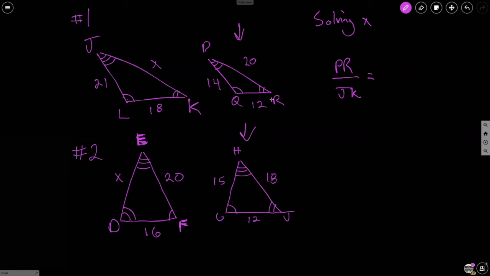you can pick LK or Q or JL. Just make sure you stay consistent. So if I pick LK for my proportion, we have to start off with QR, so that'll be QR, and then LK. And then we go ahead and plug it in. QR was with LK.